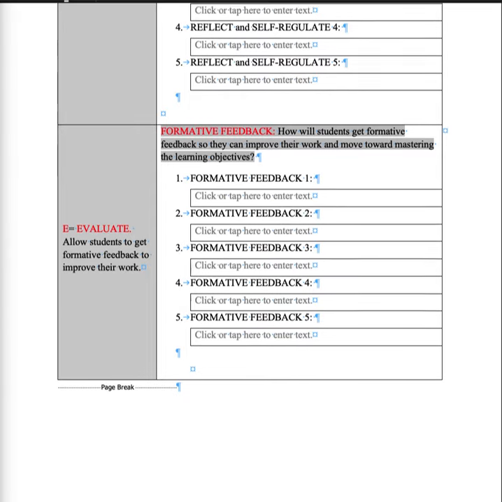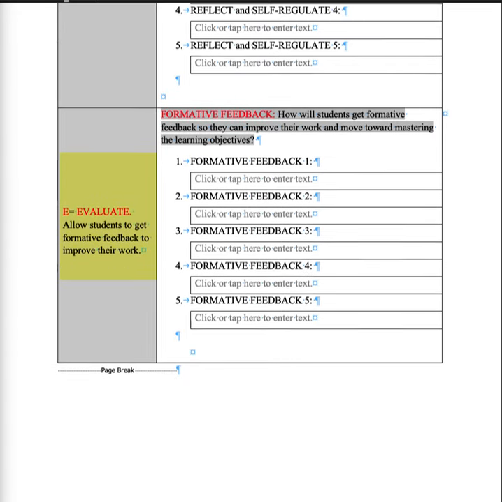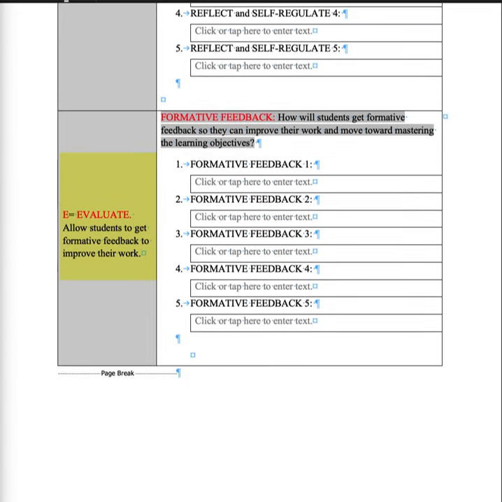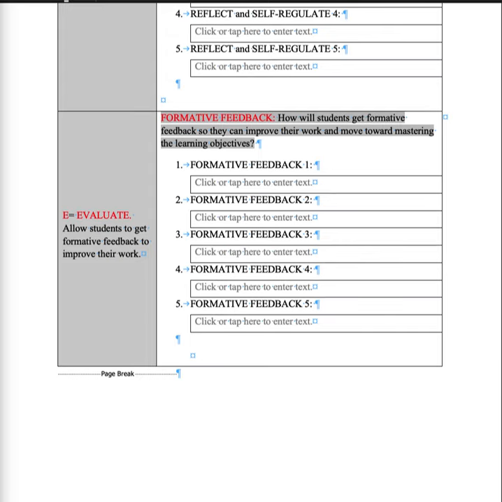And then we get into the evaluation section, which goes back into the WHERETO overall acronym, and we're asking for formative feedback. How will students get formative feedback so they can improve their work and move forward toward mastering the learning objectives? Remembering that formative feedback is feedback that lets both the student and the instructor know where the student is at in the learning process.